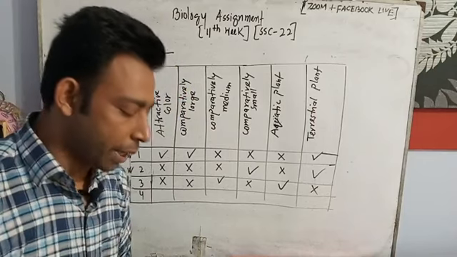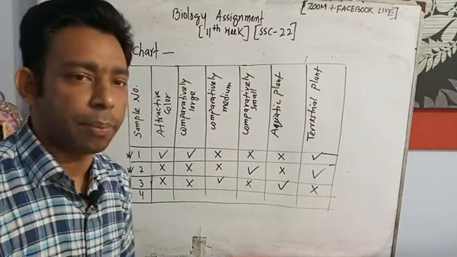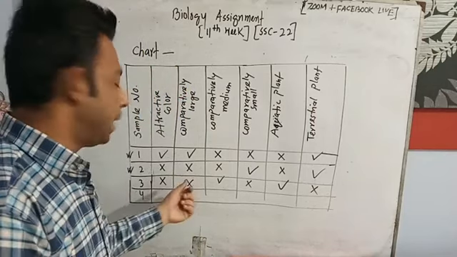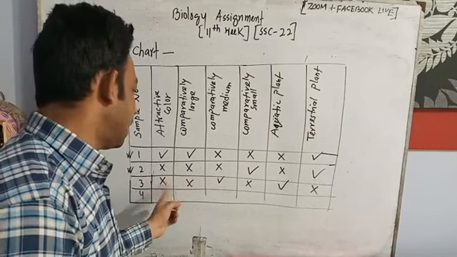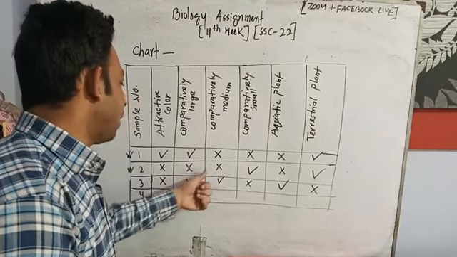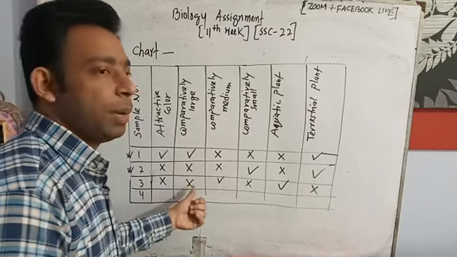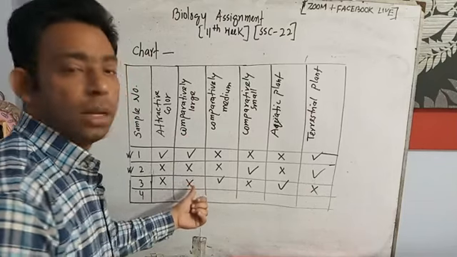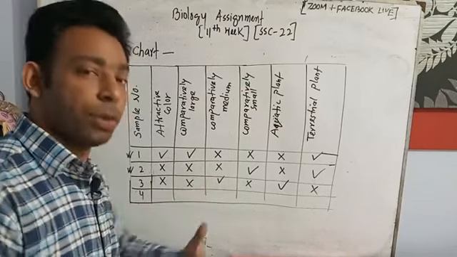Some confusion, look here. Where is the confusion? The confusion is, if anyone writes, sir, if I say "comparatively large," is it okay? Yes, it will be okay also. I accept it.